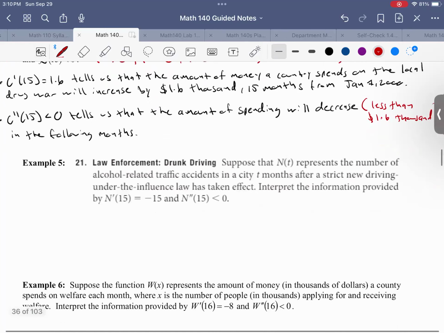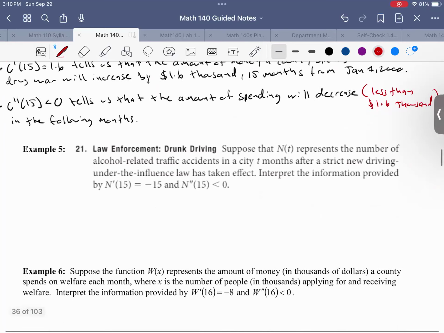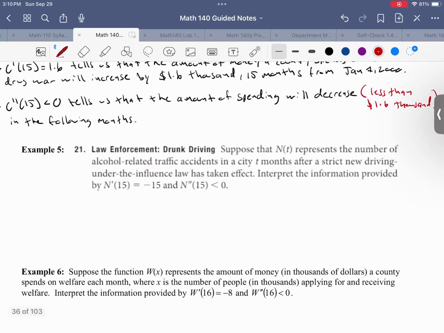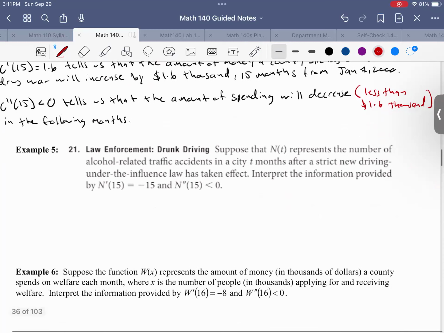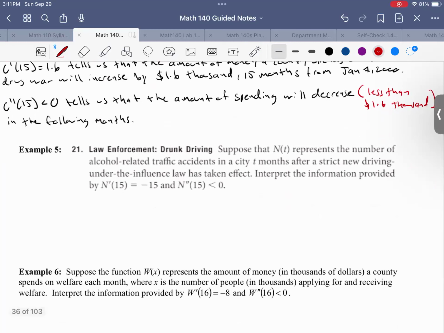Okay, so let's go ahead and check out example 5, law enforcement and drunk driving. Suppose that the function N of t represents the number of alcohol-related traffic accidents in a city t months after a strict new driving under the influence law has taken effect. Interpret the following information: the first derivative is negative 15 at 15, and the second derivative at 15 is negative, less than 0.